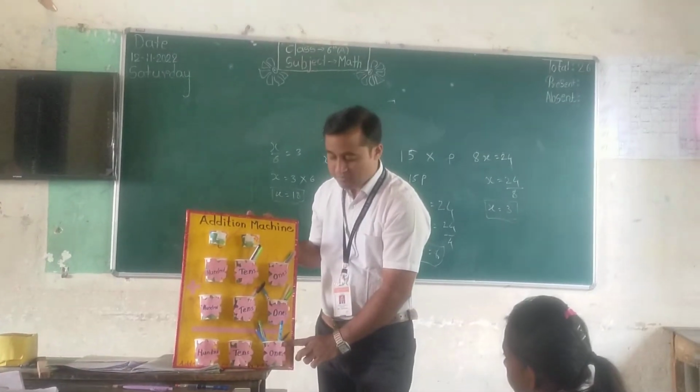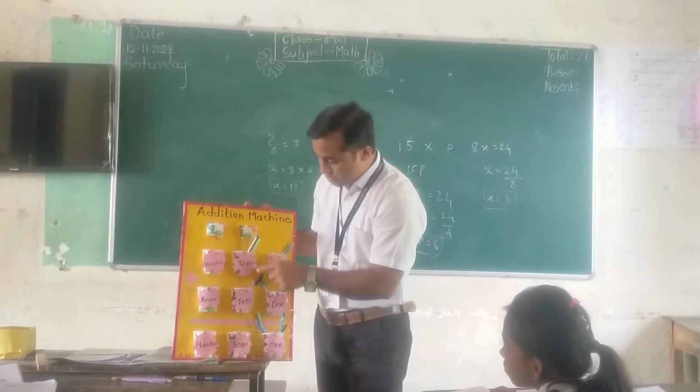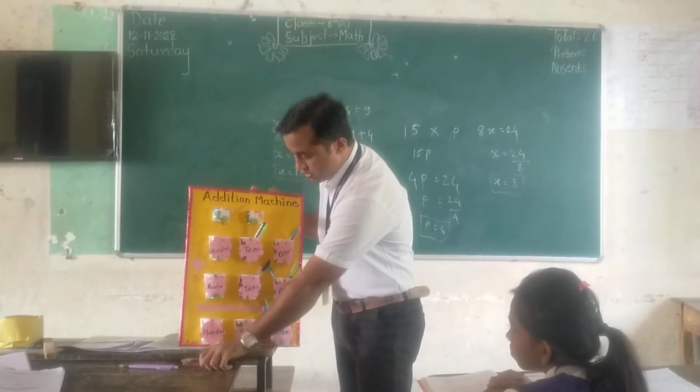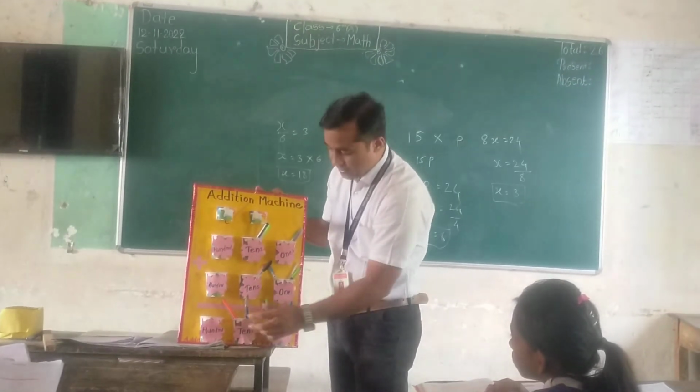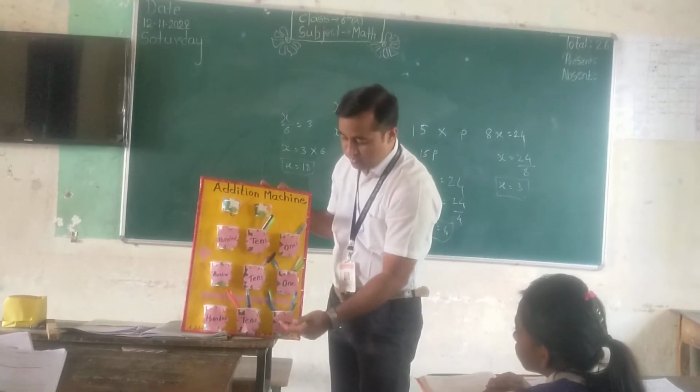Okay, this is 5. Then these 2, these 3, and these 2. Here also 5. So the answer will be 55.